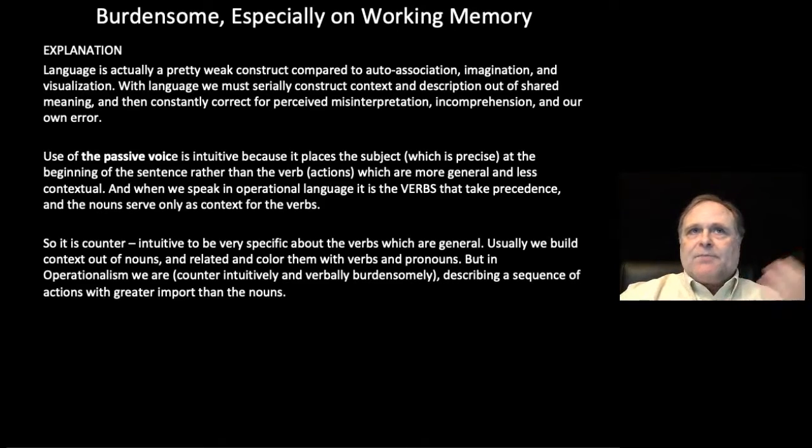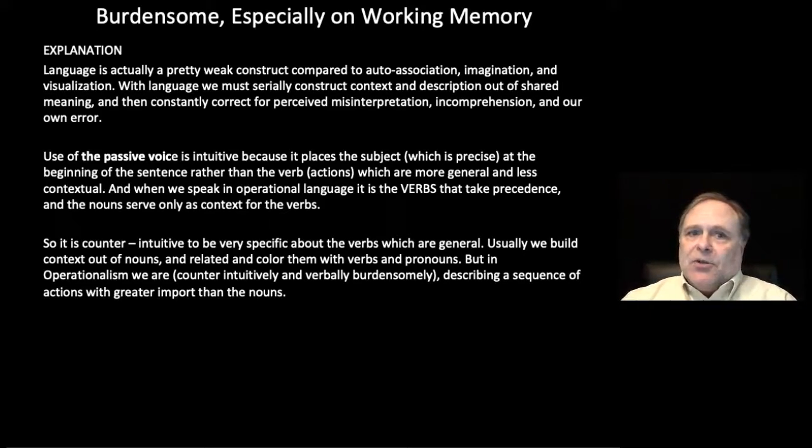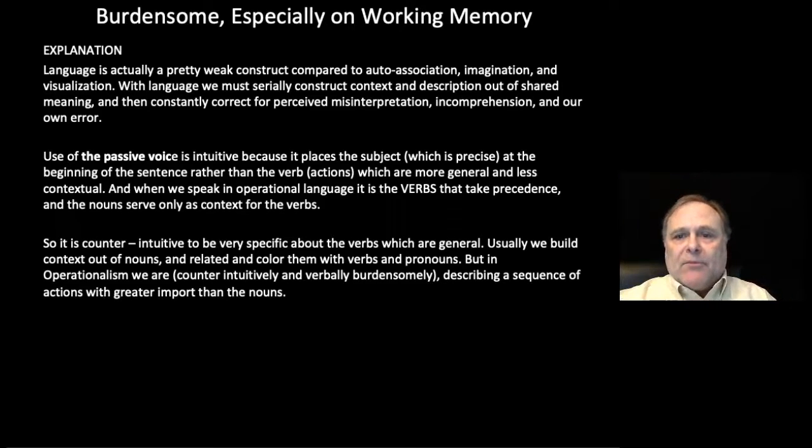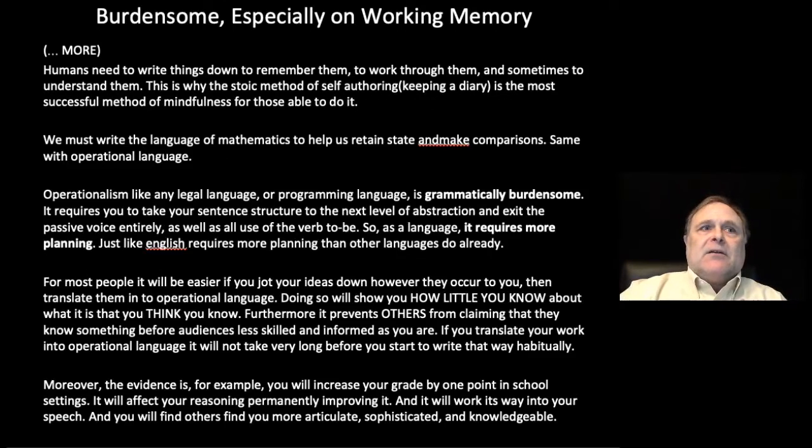And yeah, language is pretty weak because it's serial, but it tends to work. We tend to be very good at it. So it's burdensome on working memory. It's more burdensome to construct, but it makes you consider all the factors, makes you complete the definition in a transaction, and makes you completely defend your ideas or your laws.